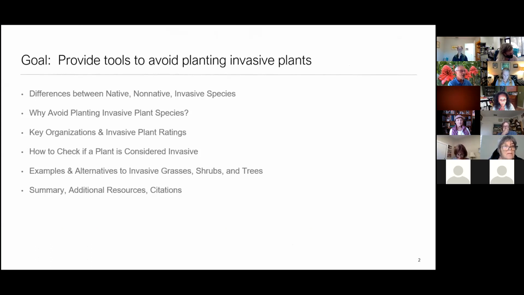I'm going to talk about the terms, the definitions of native, non-native, and invasive species, so we're all on the same page. Then why we should avoid invasive plants, and some of the government and non-governmental organizations that oversee this topic, and some of their rating systems. And then importantly, for all of us as master gardeners and gardeners, the public, how do we know if a plant's invasive to even consider avoiding it? And then some examples of invasive grasses, shrubs, and trees, and then a summary.